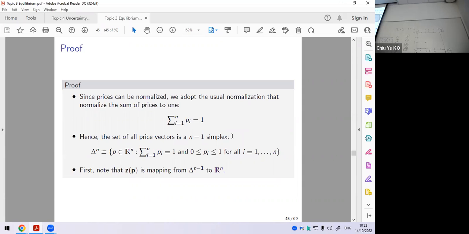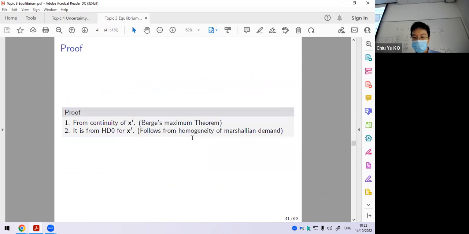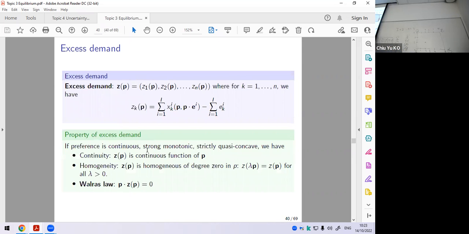The first step is you normalize the sum of the prices to be 1. That's a standard step. Why can you do it? Because we have homogeneity in price. The second property just reminds you why we can do the first step. It's because we have this result: you can always multiply by the same factor, so you can always normalize the sum to 1.